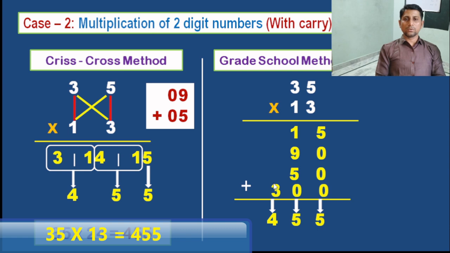So this is all about the Criss-Cross method versus the grade school method. In the Criss-Cross method, you can multiply 4-digit or 3-digit numbers also.